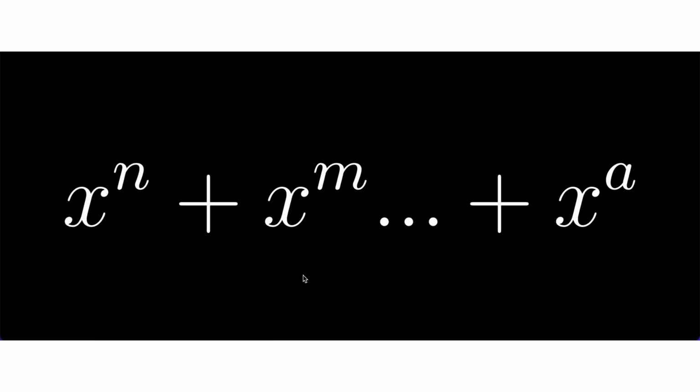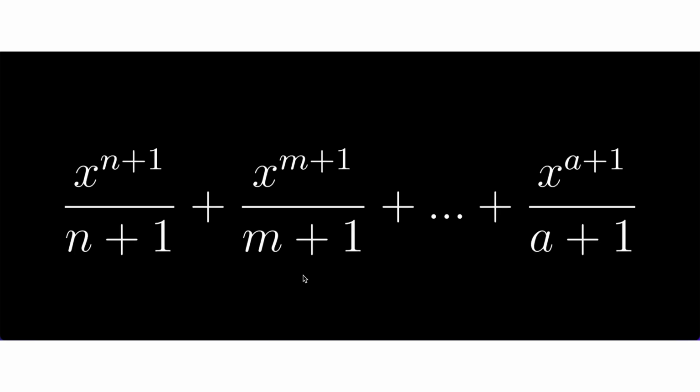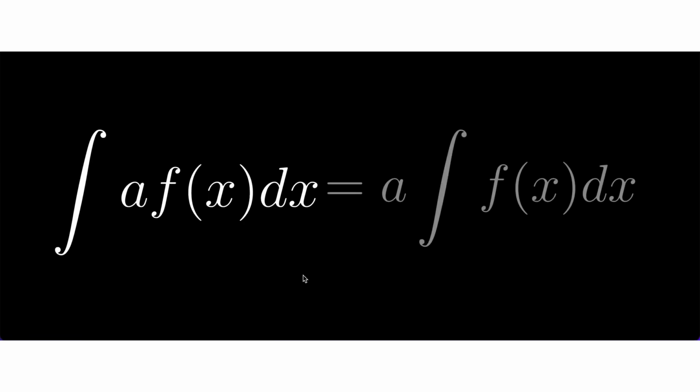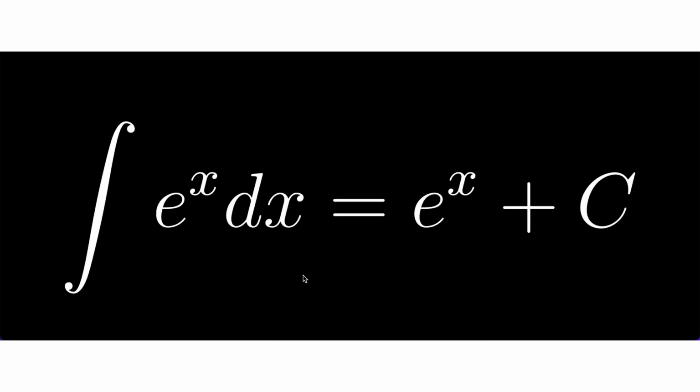When integrating, there are a few tricks to keep handy. First, there's the power rule. For any polynomial function of the form x to the n plus x to the m and so on plus x to the a, its antiderivative will be x to the n plus 1 divided by n plus 1, plus x to the m plus 1 over m plus 1, and so on, plus x to the a plus 1 over a plus 1. There's also the rule that if a function inside an integral is multiplied by a constant, that constant can be taken out of the integral and can multiply the entire integral. This is handy for stuff like integration by parts. Fun fact! The indefinite integral of e to the x is itself.